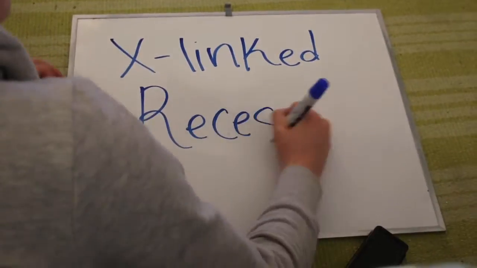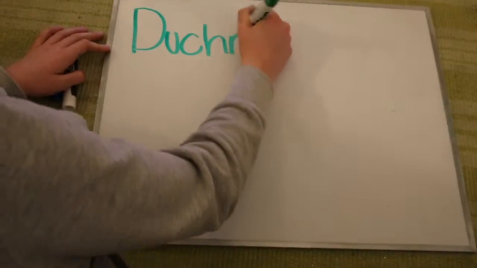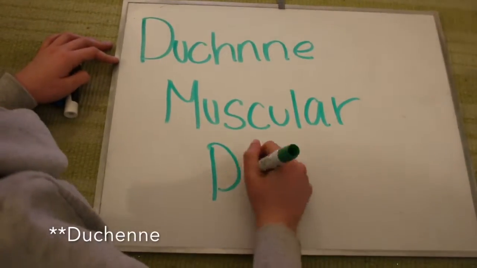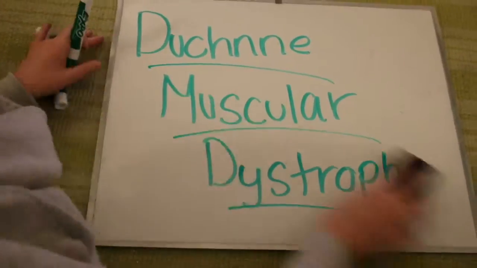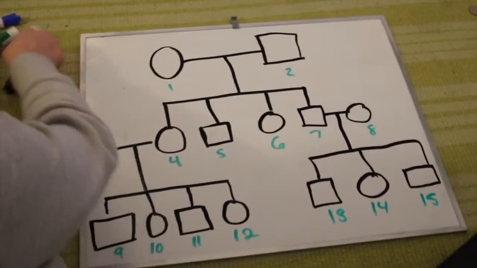Now let's take a look at X-linked recessive. Duchenne muscular dystrophy is an X-linked recessive inherited disorder of progressive muscular weakness, typically in boys. Let's figure out this example pedigree.